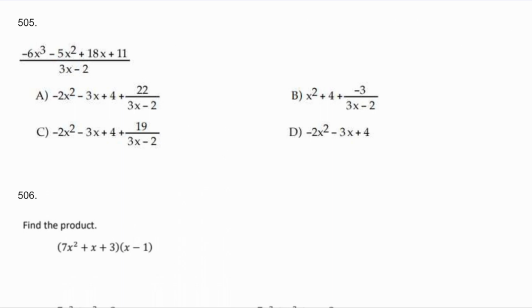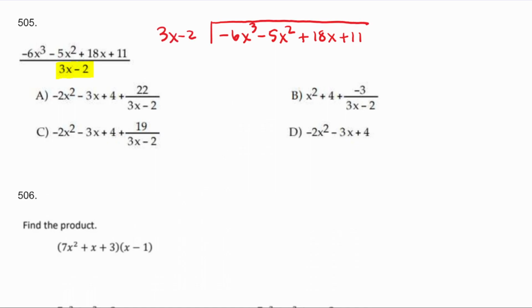505 is one that we're going to have to long divide because we're dividing by 3x minus 2. If this was just x minus 2, I'd use synthetic. Okay, but since I've got this 3x, it's going to be best for me to use long division. So I'm just going to jump in and do it. So negative 6x to the 3 minus 5x to the 2 plus 18x plus 11 divided by 3x minus 2.